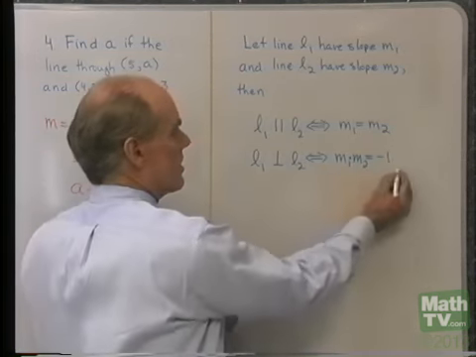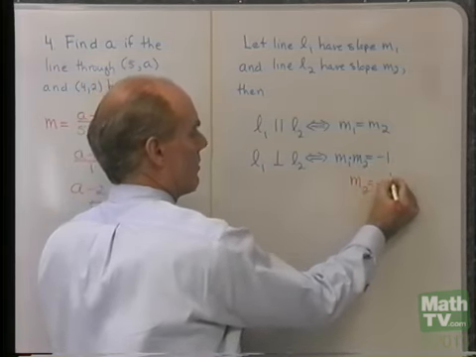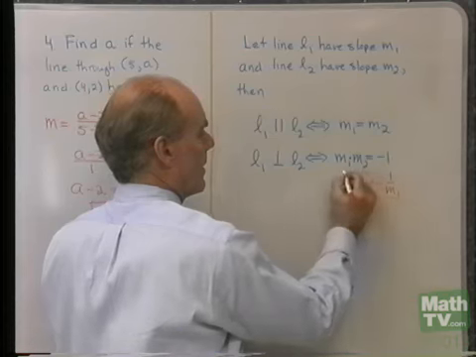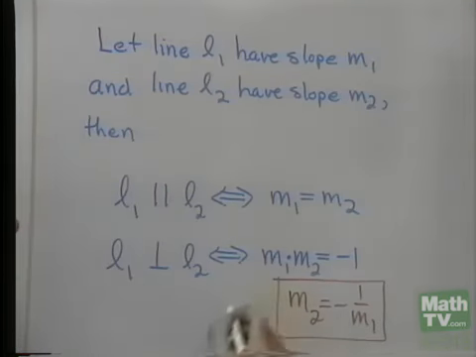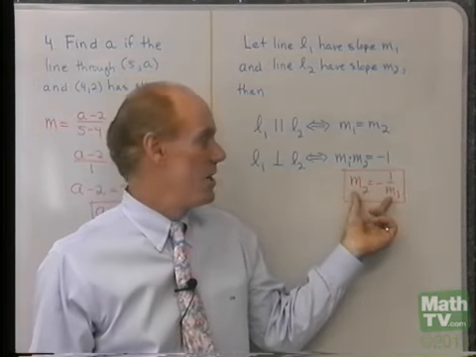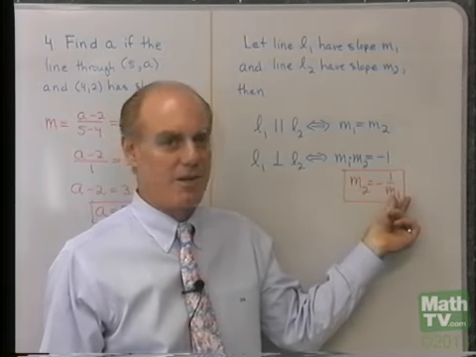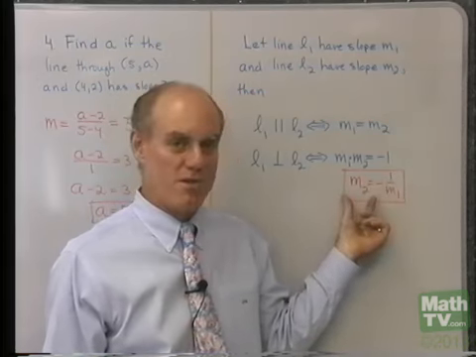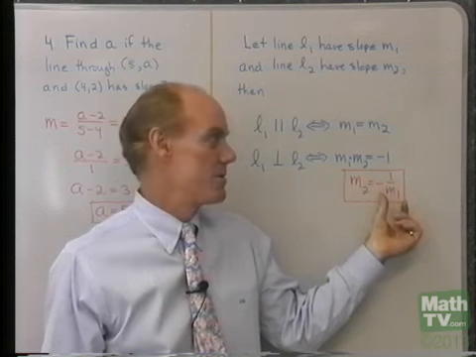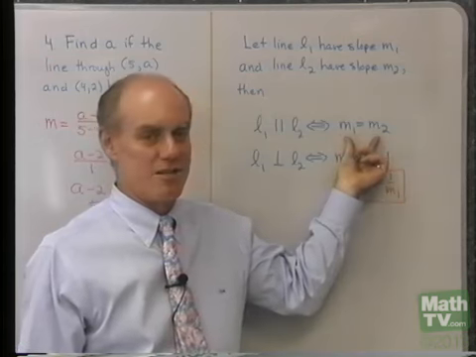Now, usually the way you see this written, though, or the way we use it, is this. M2 is equal to negative 1 over M1. And so when I look at it this way, what I say is perpendicular lines have negative reciprocals for slope. So if one of them had a slope of 5, the other would have a slope of negative 1/5. If one of them had a slope of 3/4, the other would have a slope of negative 4/3. Now, that's not the case with parallel lines. In the case of parallel lines, the slopes are equal.